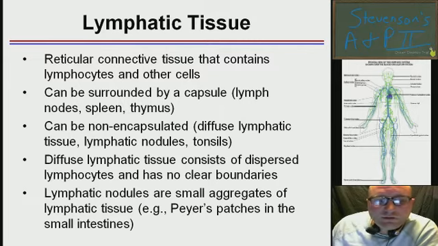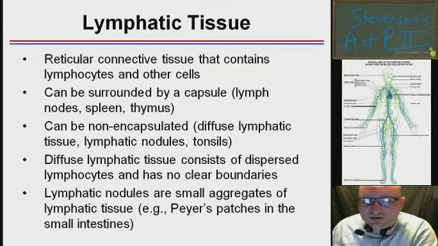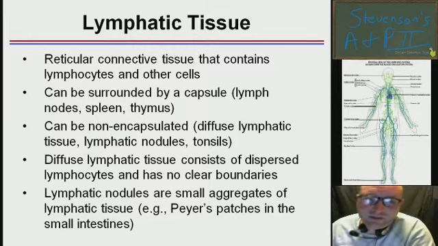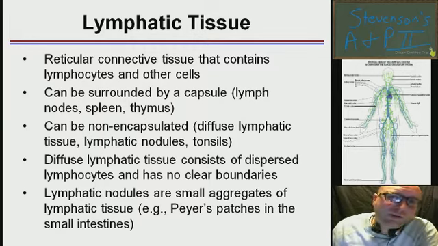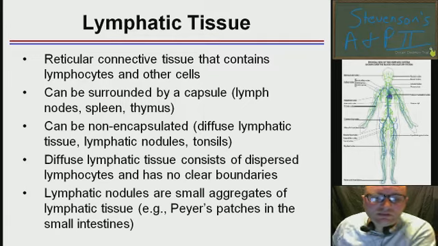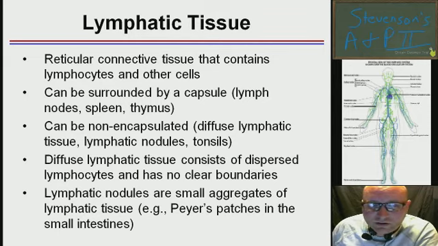Diffuse lymphatic tissue consists of dispersed lymphocytes. Remember talking about lymphocytes when we talked about white blood cells. Remember that these are white blood cells that have left the blood circulation and have now moved to the lymphatic system. It has no clear boundaries, so it can grow larger or smaller. There's no membrane around these lymphatic tissues.